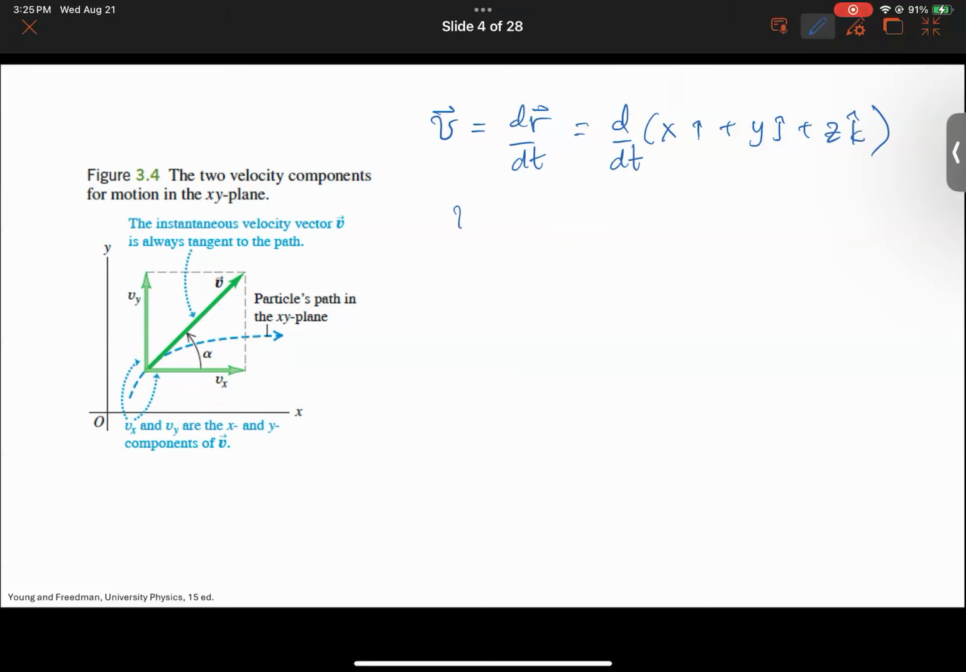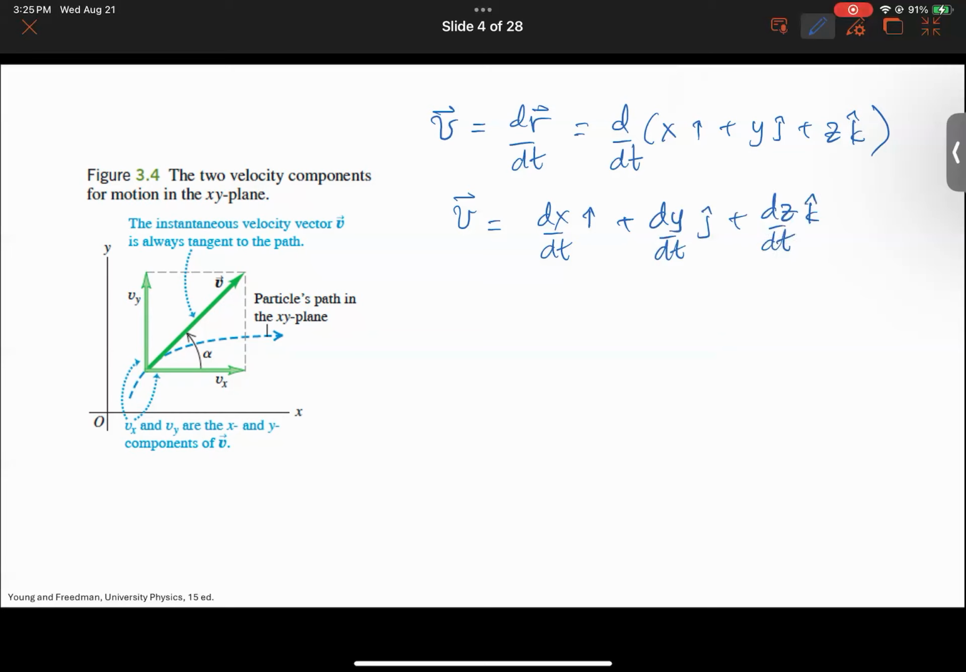Okay, and if we take the derivative term by term, then we end up with dx dt i hat. Okay, walang derivative yung unit vector, di ba? Kasi it's just a unit vector, so it's constant. Plus dy dt j hat plus dz dt k hat.